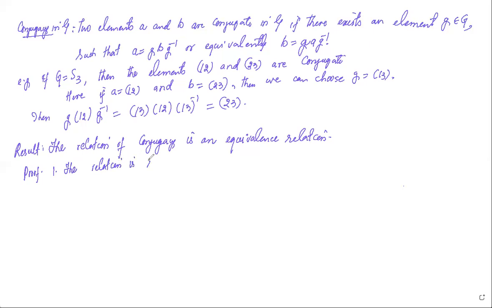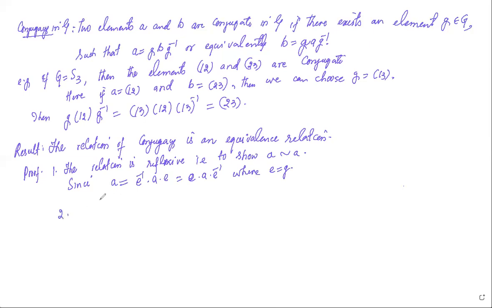The relation is reflexive, that is, to show every element A is related to A. And this can be done by writing, as we have, since A is equal to E inverse A E, or this can also be written as g inverse A g, where E is equal to g. So therefore the relation is reflexive.